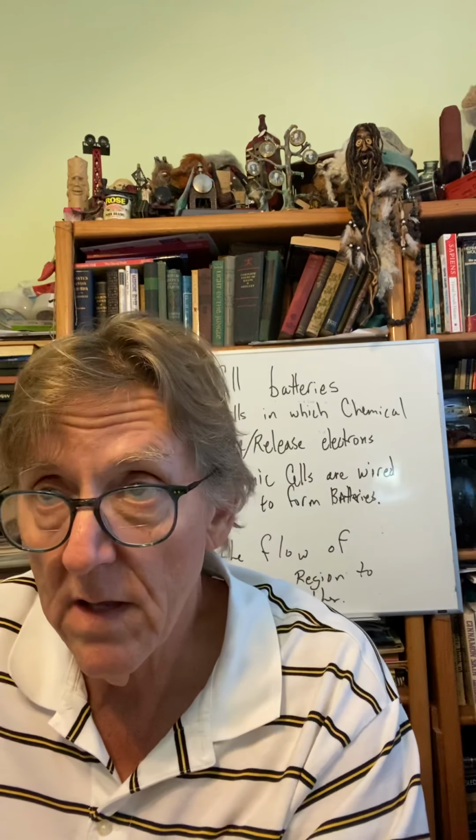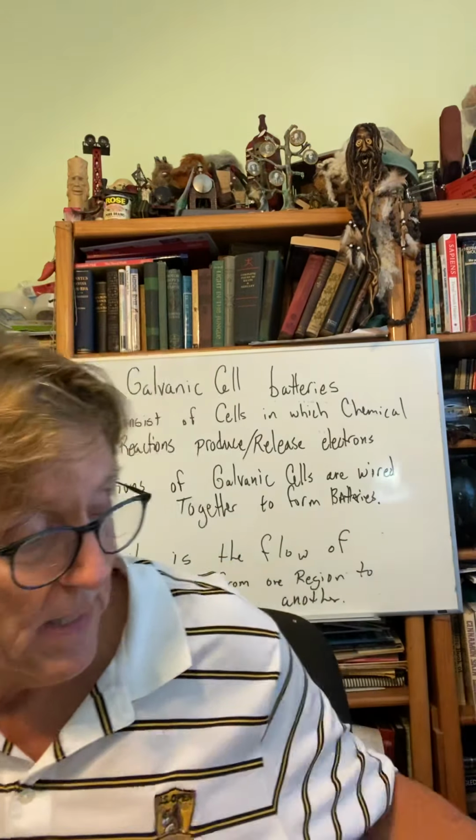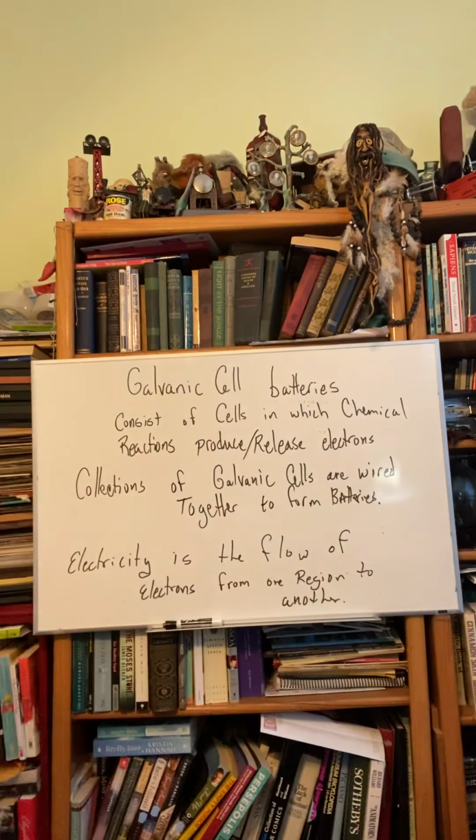So we'll talk later on about car batteries, but it is an example of one of these galvanic batteries consisting of cells. And a car battery has 6 galvanic cells. And each one of these produces 2 volts of electricity. So that's what a galvanic battery is.